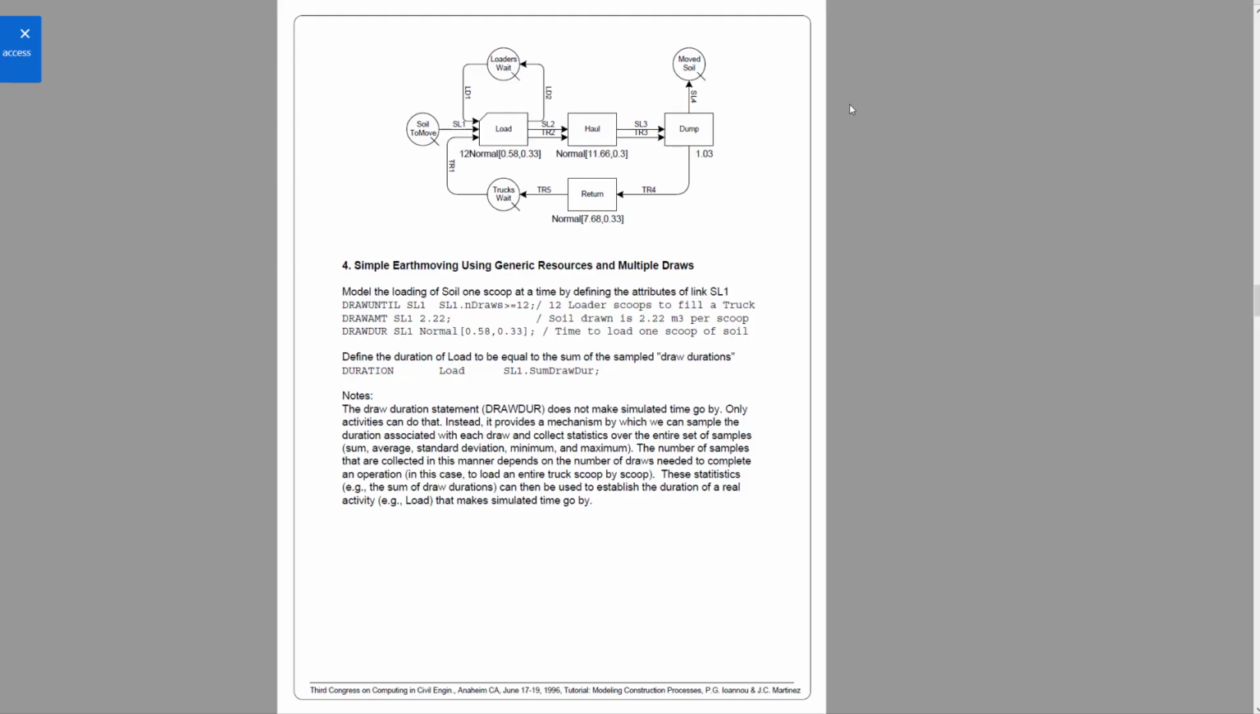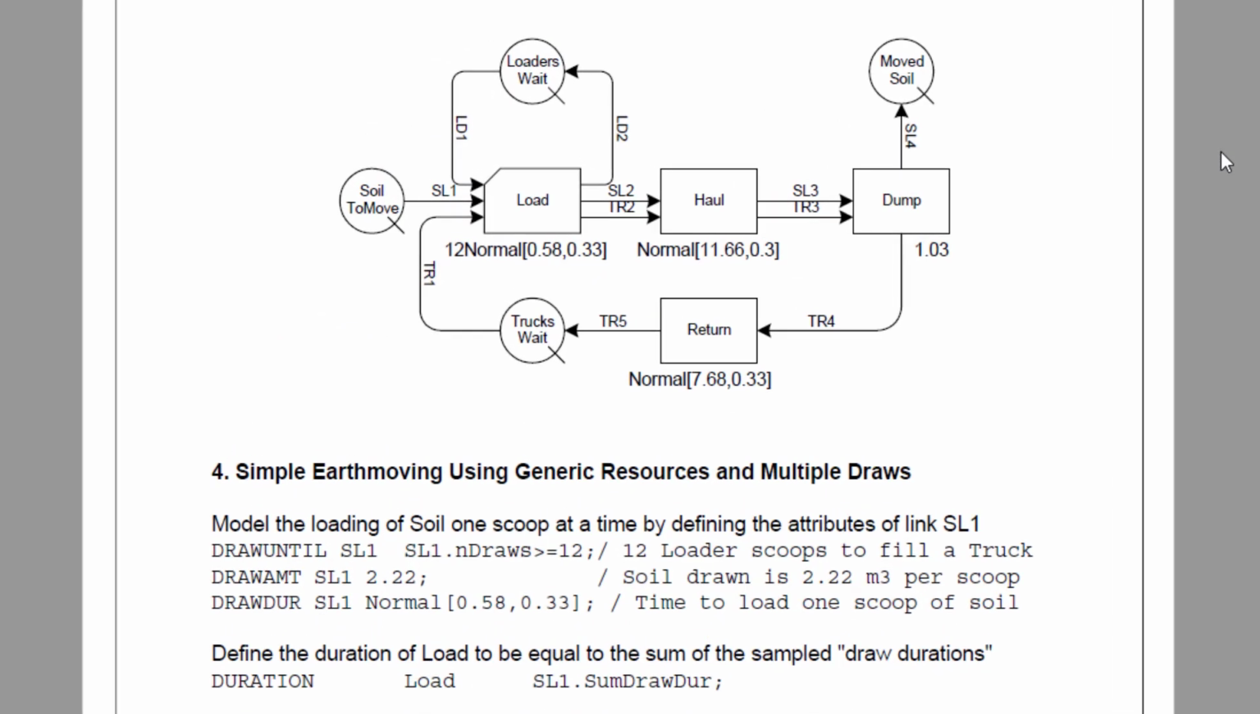The fourth model is the first to make use of Stroboscope's unique commands or statements for drawing generic resources from a preceding queue. These statements are draw until, draw amount, and draw duration. In this particular model, the duration of activity load represents the time it takes to fill a truck completely, but that time is not given by a single random variable, it is given as the sum of 12 normally distributed random variables.